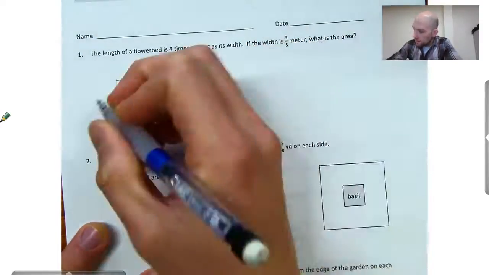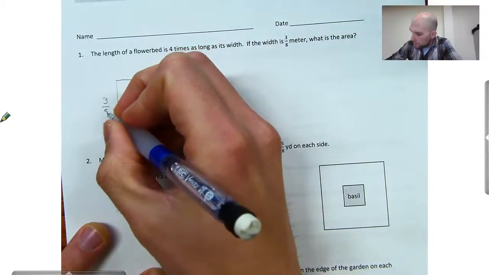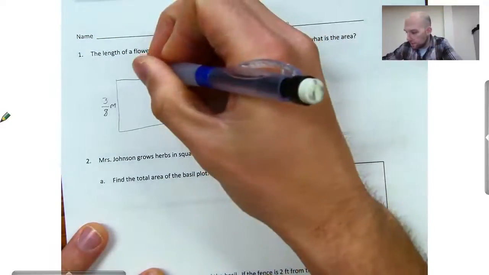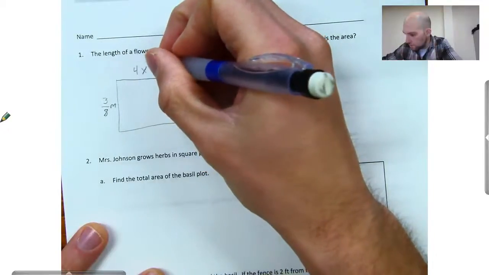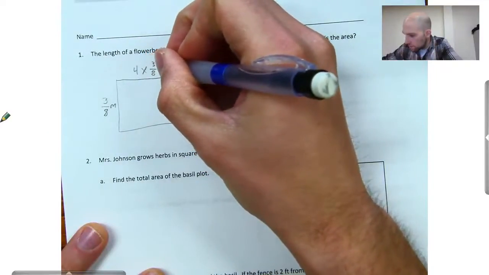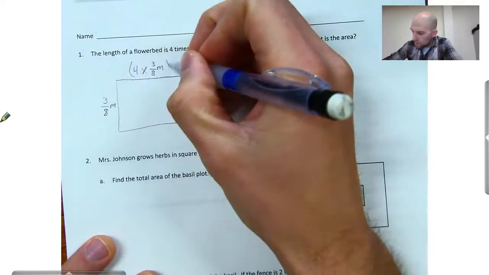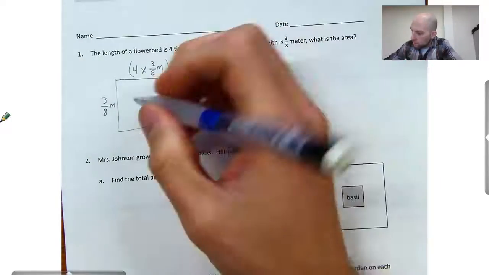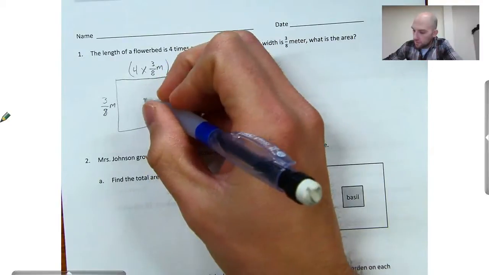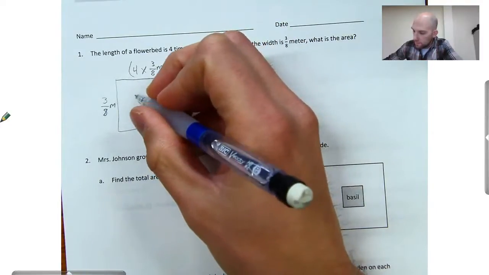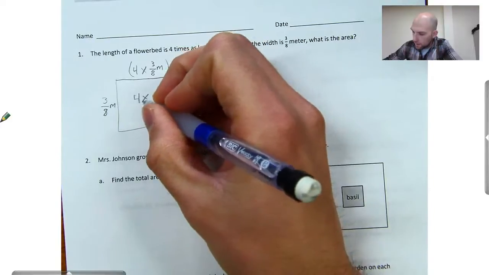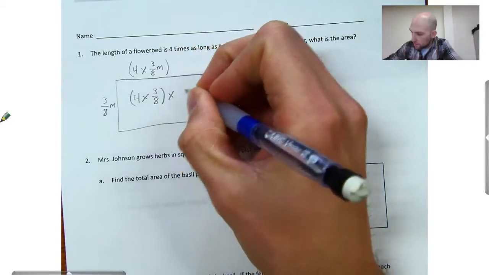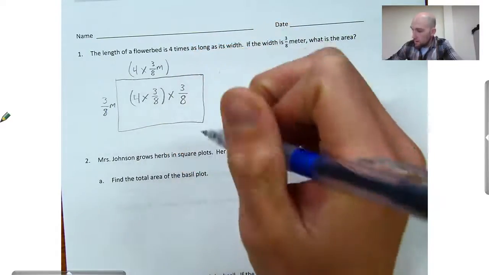And I know the width is 3/8 of a meter. And its length is 4 times as long. So this is going to be 4 times 3/8 of a meter. And if I want to find the area, I'm going to multiply both sides together. So I'm going to have 4 times 3/8 times another 3/8. And that's going to give me my area.